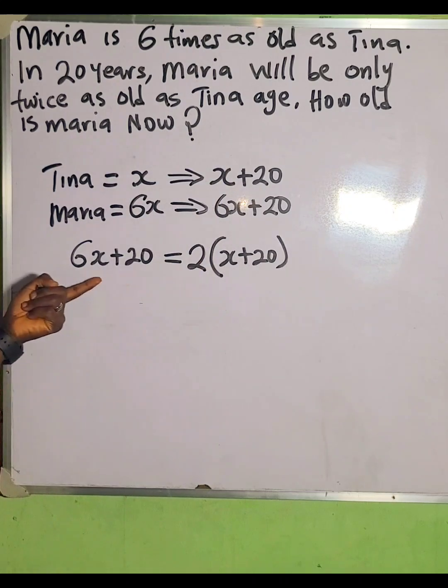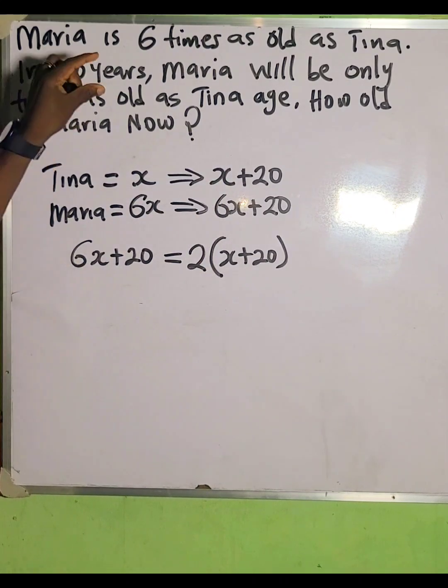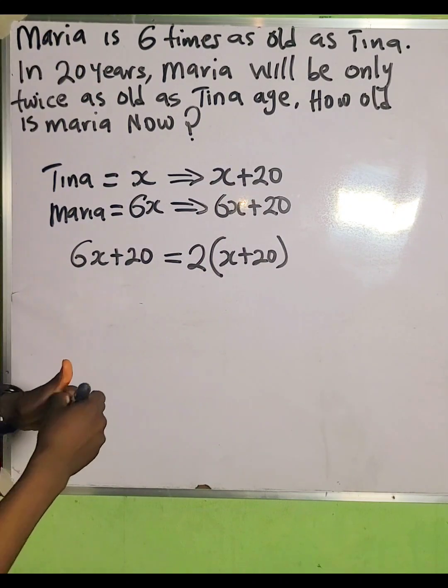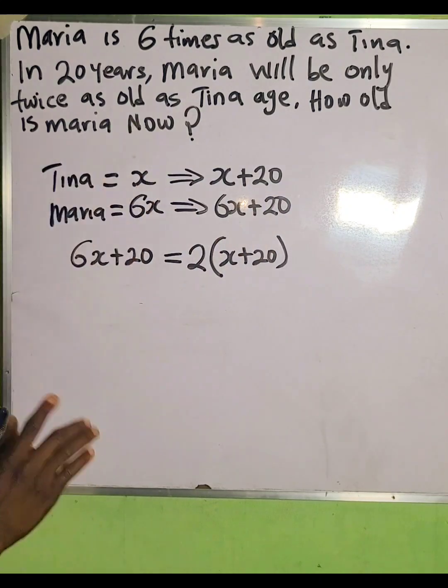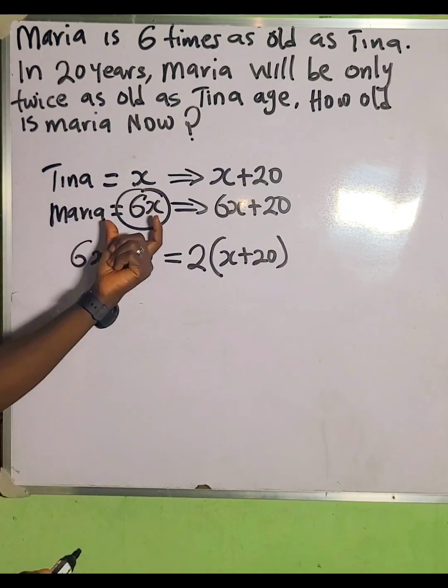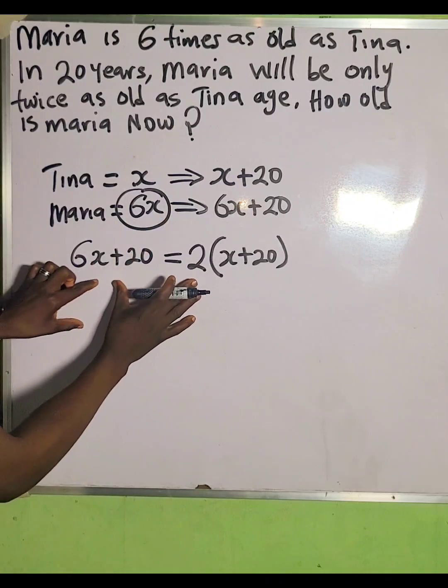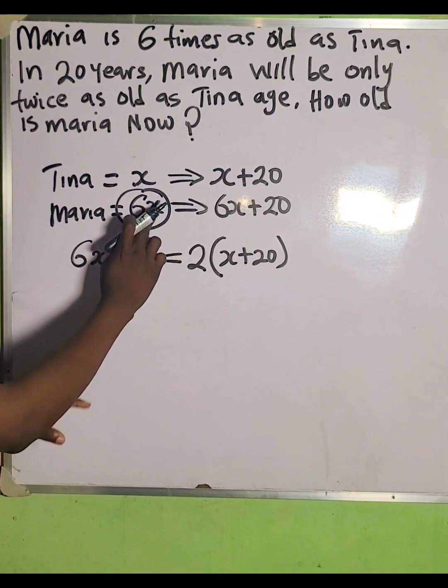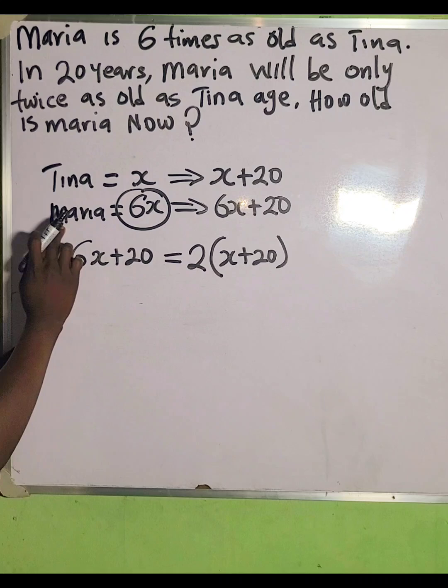So now, as you can see, we form an equation from this word problem. Now we are asked to calculate how old Maria is now. Remember, the age of Maria is 6 times the age of Tina. So we need to solve for the value of x from this equation. Then we substitute here to get the age of Maria.